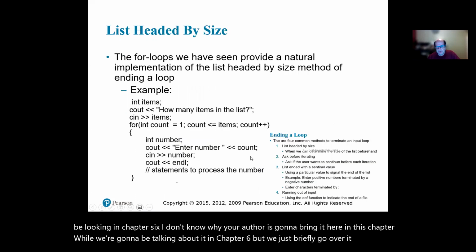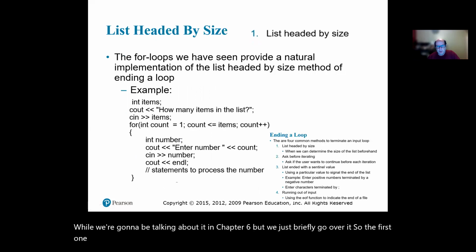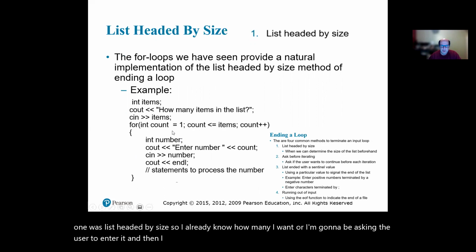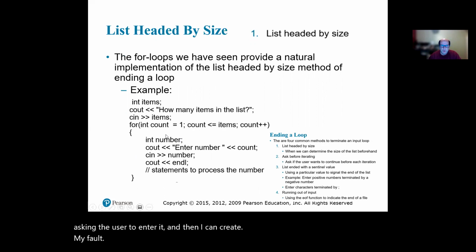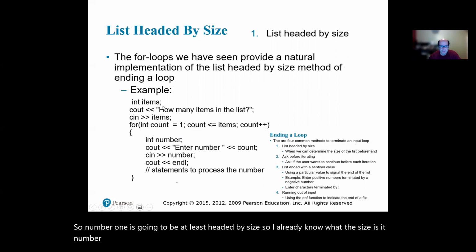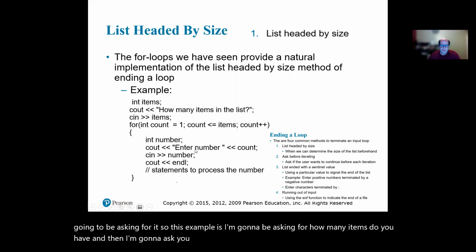So the first one was list headed by size. So I already know how many I want, or I'm going to be asking the user to enter. And then I can create my loop. So number 1 is going to be a list headed by size. So I already know what the size is. Number 2 is going to be asking for it. So this example is I'm going to be asking how many items do you have, and then I'm going to ask you for the number, and I'm going to read it, and so on and so forth.